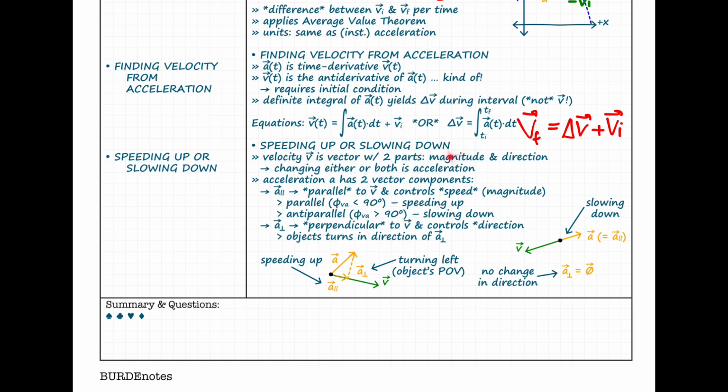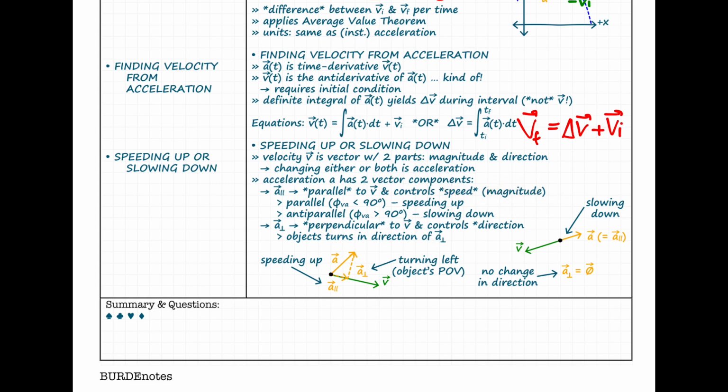So our velocity vector has two parts. It has a magnitude and direction, and a change to either of these quantities is going to count as an acceleration. So we can think of our velocity vector and our acceleration vector as arbitrarily in 2 or 3 dimensions. And we can think of the acceleration vector as having components. We don't care about the x and y components necessarily, but we care about the component that is parallel to the velocity, the component that is in the direction of the velocity, and the component that is perpendicular to the velocity. So this parallel component of the acceleration controls the speed of the velocity, the magnitude of the velocity.